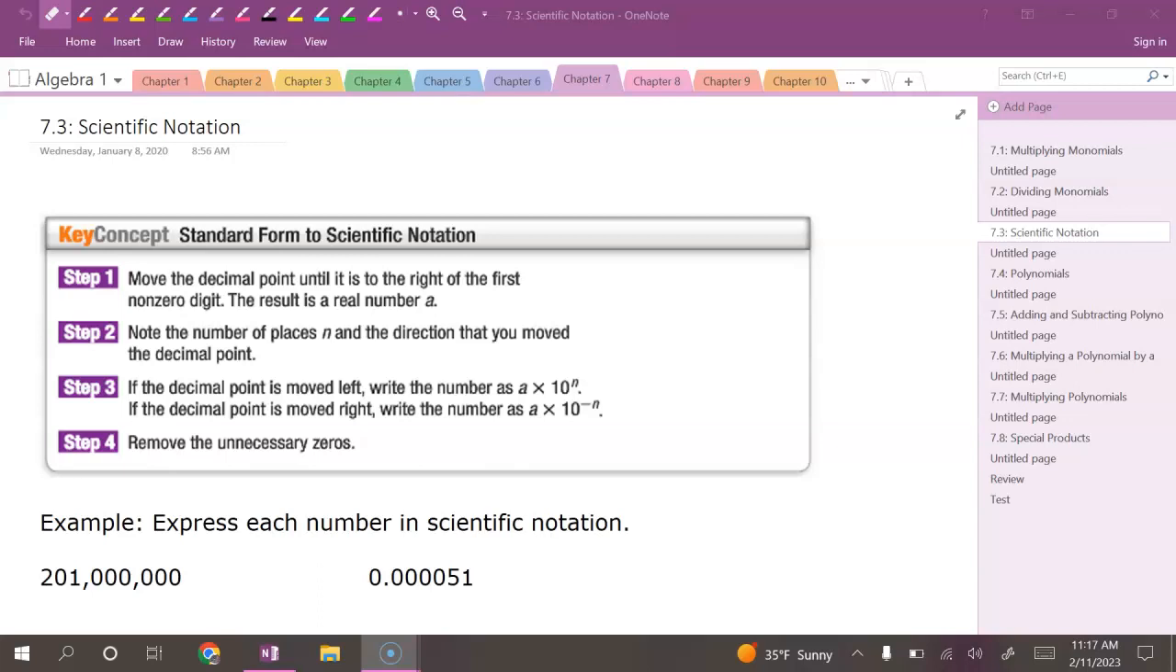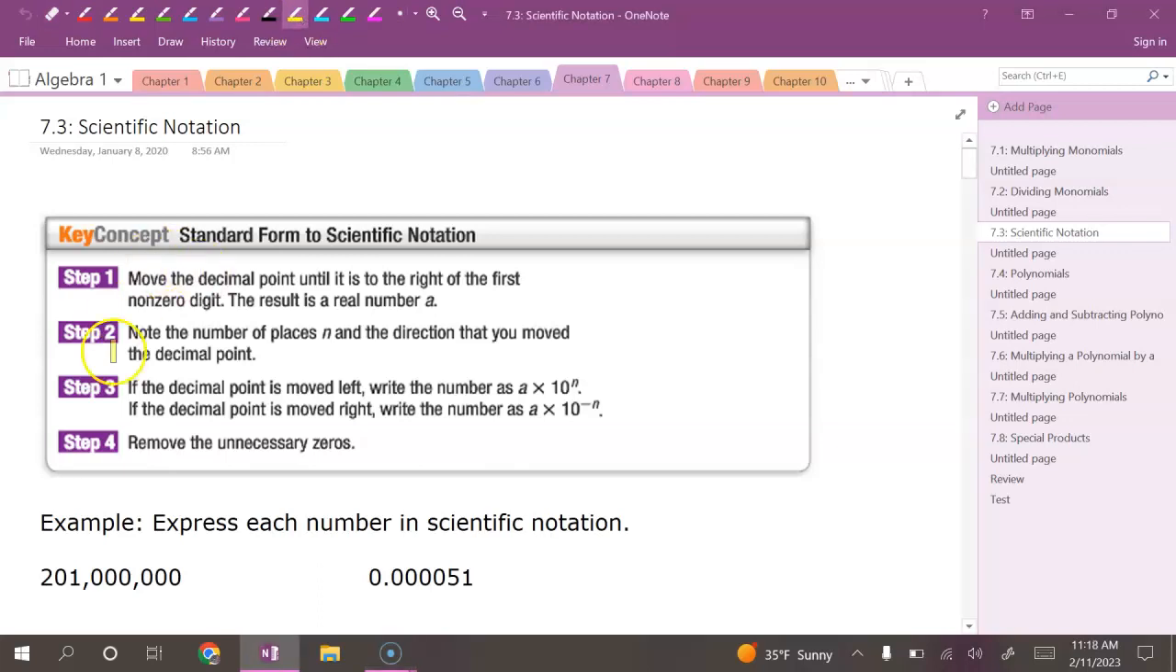Then you're going to have to remember how many times you had to move that decimal place. If you had to move the decimal point to a new part of the number, you had to figure out how many times you moved it. Did you move it 5 times, 6 times, 3 times? And then you also need to take note of where you moved it. Did you move it to the left or did you move it to the right?